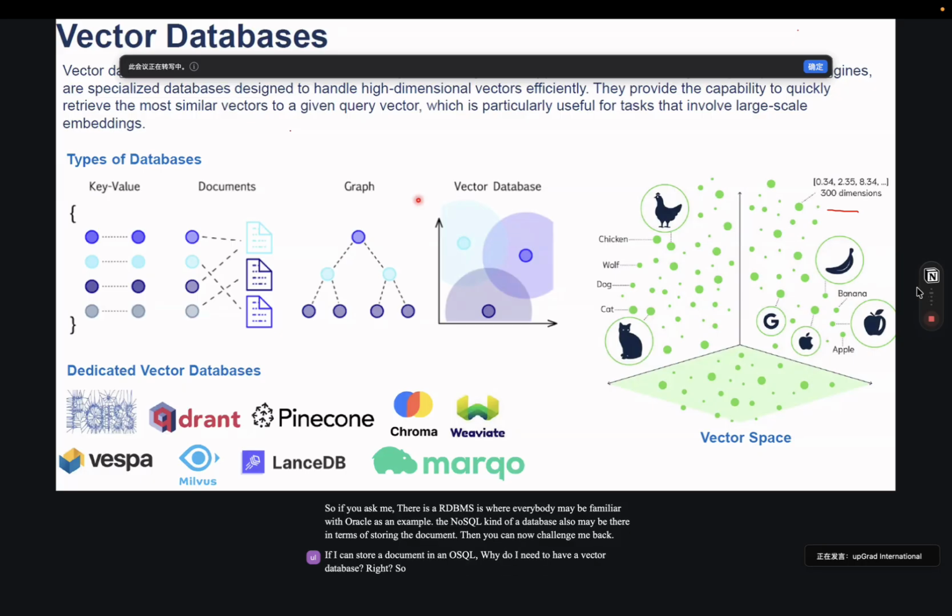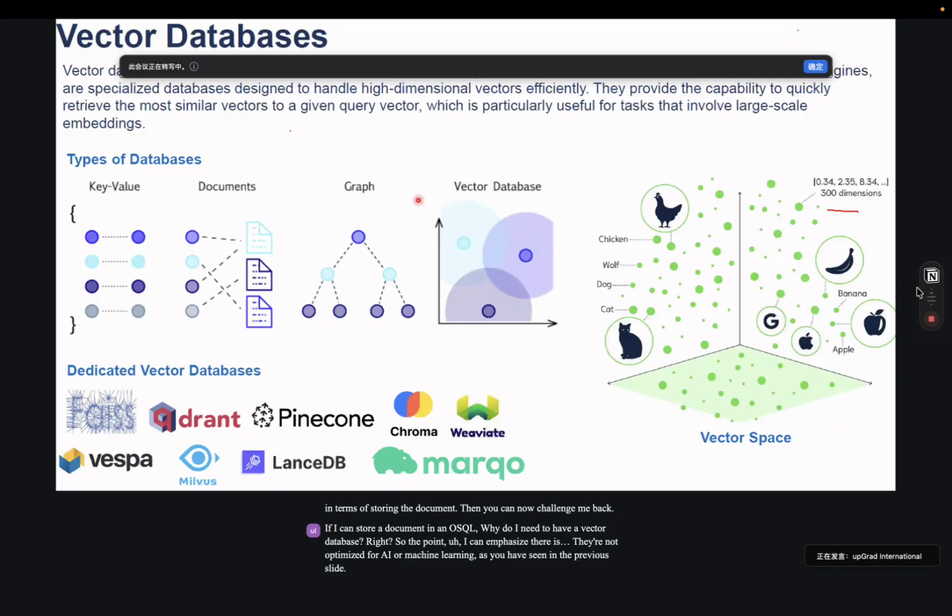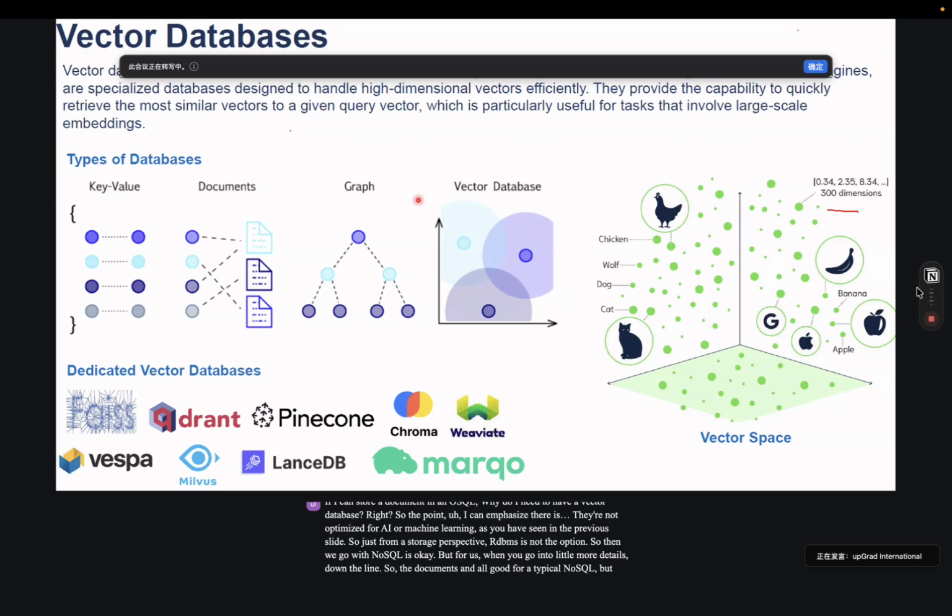Right. So the point I can emphasize there is they are not optimized for AI or machine learning, as you have seen in the previous slide. So just from a storage perspective, RDBMS is not the option. Then we go with NoSQL, which is okay. But when you go into a little more detail down the line, documents are all good for a typical NoSQL. But if you are really trying to keep the latency low and to support similarity search, it is good to have some kind of vector database, right? So that's what we are talking about.